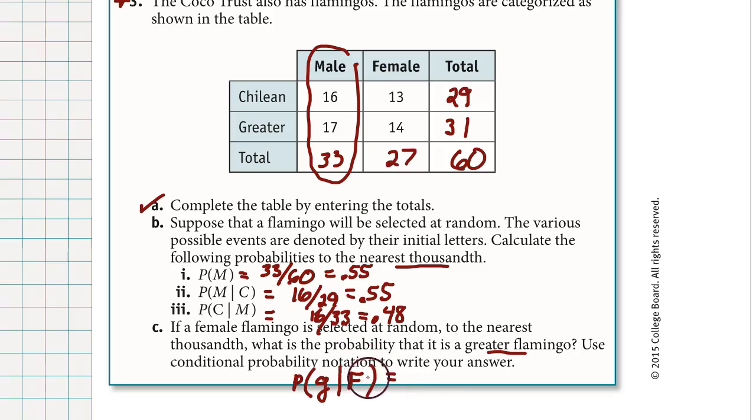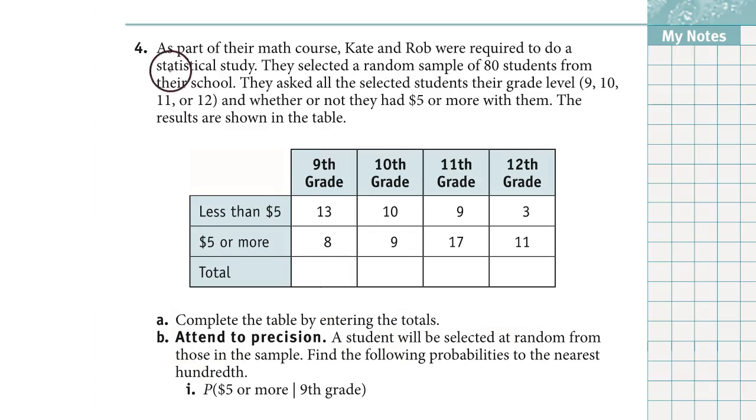Here's the answer. We already know it's female, so we want to restrict ourselves to this column. The denominator is 27. What's the chance it's a greater flamingo? That's the 14. So 14 out of 27. To 3 decimal places, this is 0.518. Now go to number 4.